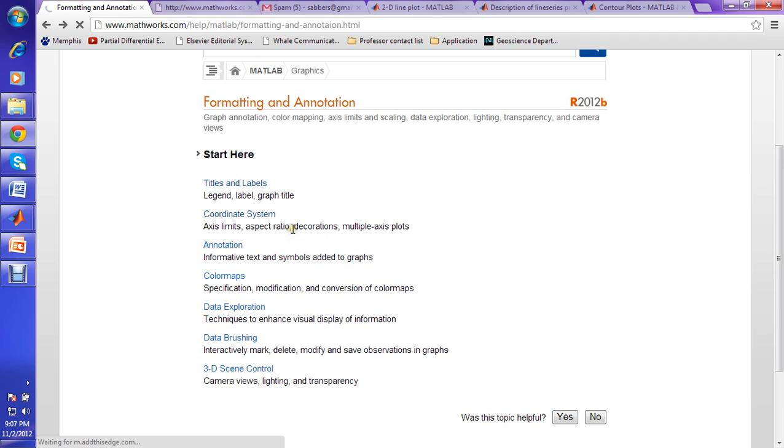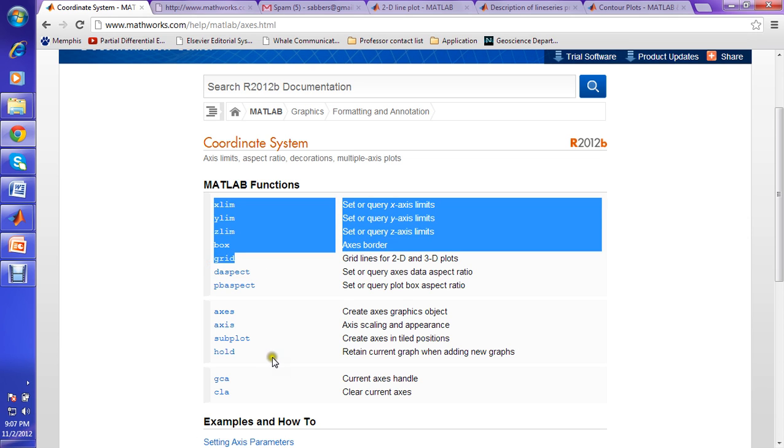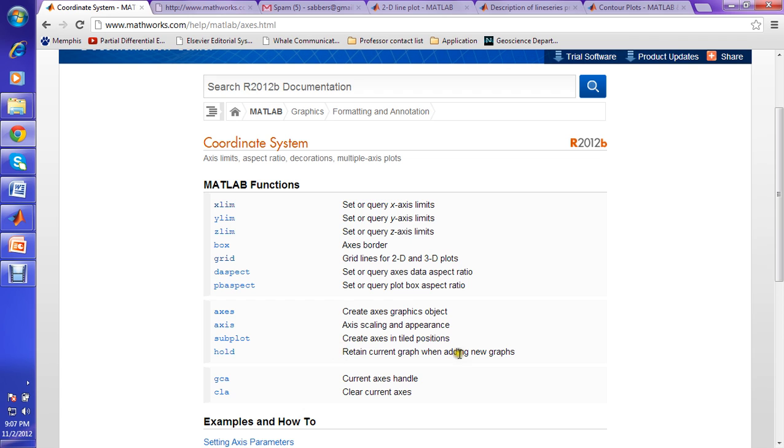We do have other functions for the coordinate system, which have axis limit, aspect ratio, decorations, and multiple plots. We can do that easily. X limit: set or query x limits, or set or query y limits, or set or query z limits, box or grid line. So we know all about this. We can also return the current graph when adding new graphs.